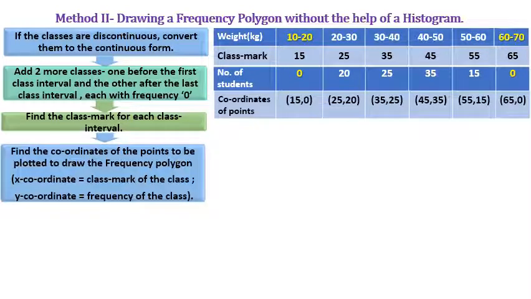So we draw one more row in the table to write the coordinates of the points. For the first class interval, the corresponding point is (15, 0). Here 15 is the class mark, 0 is the frequency of the class. In a similar manner, we find the coordinates for each class.